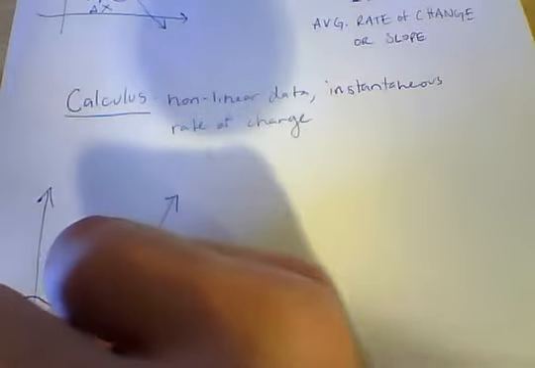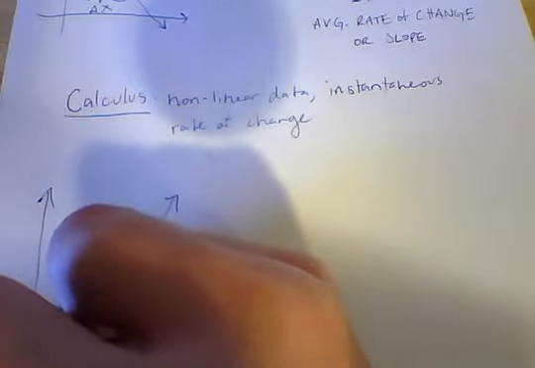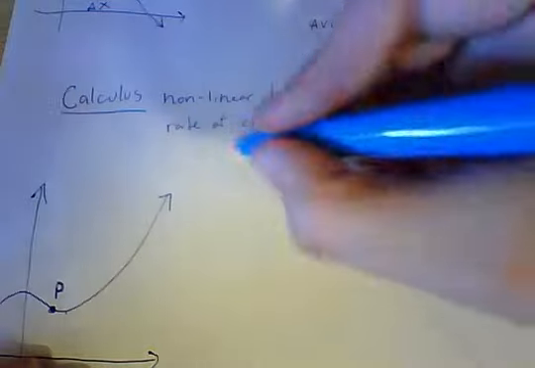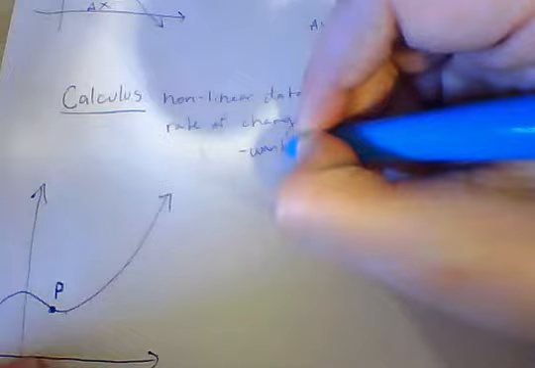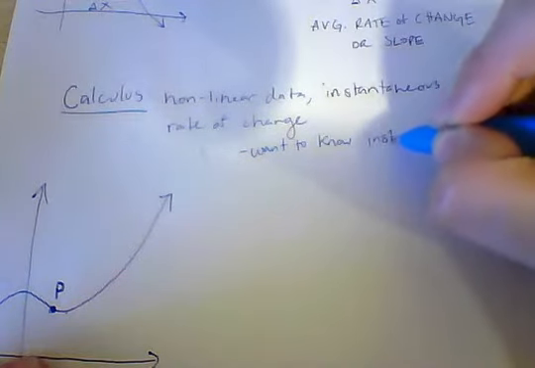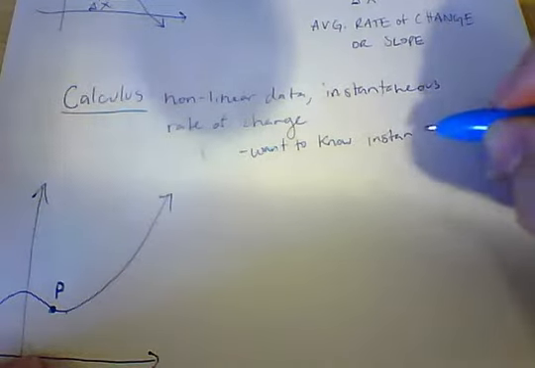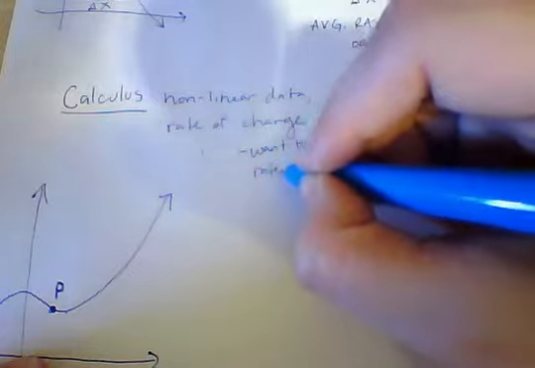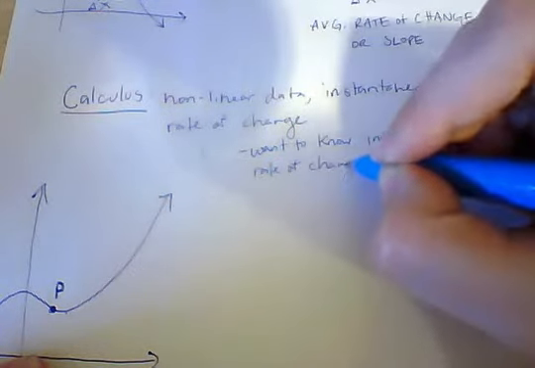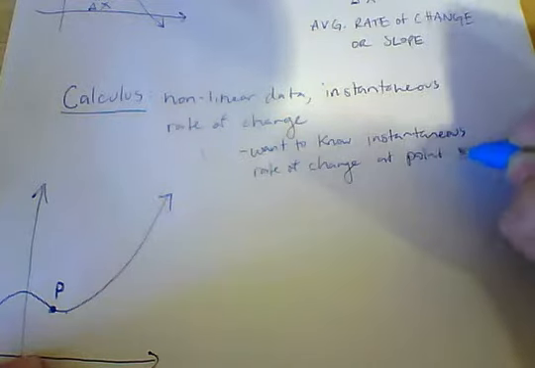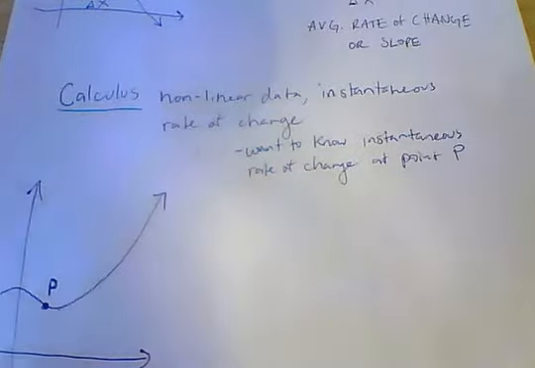So say we had a point P. Mark a little point P on your graph there, and we're going to write out some thoughts here. So our first thought is that we want to know the instantaneous rate of change, and we'll say at point P. That's what we want to know.